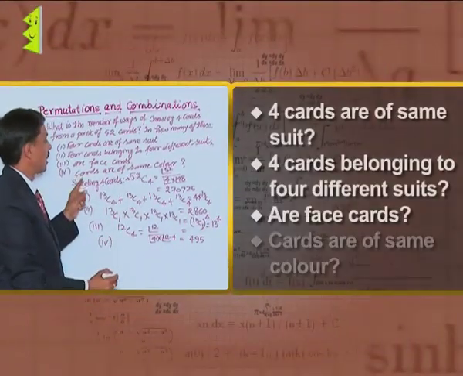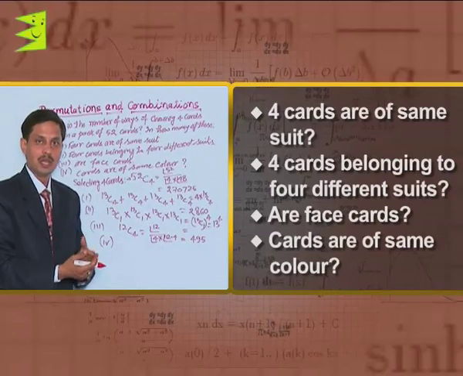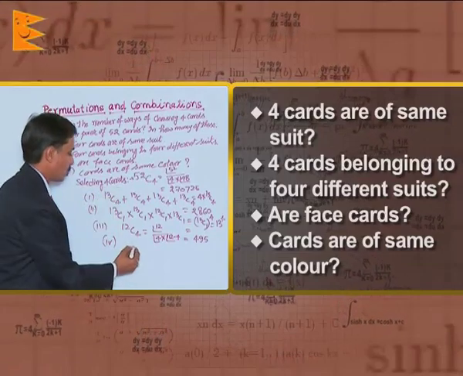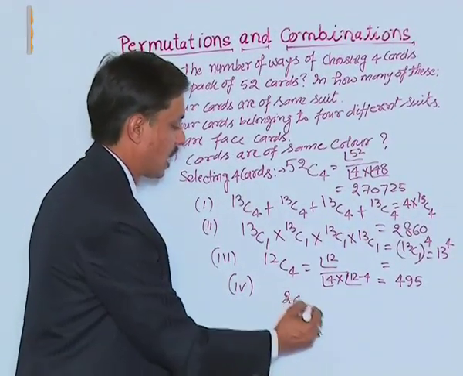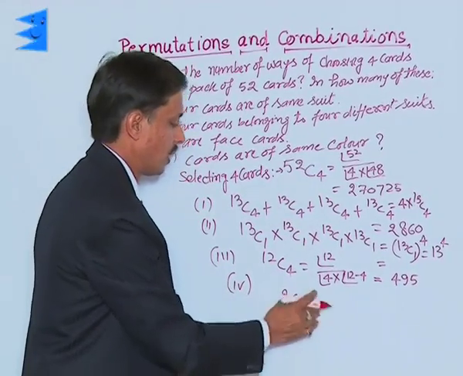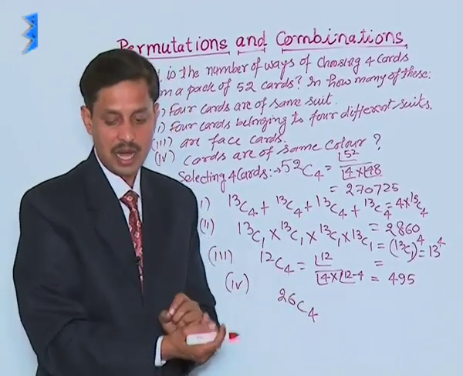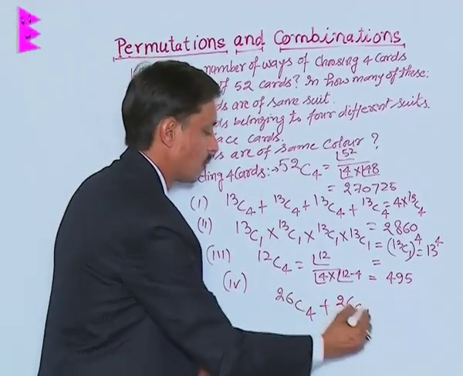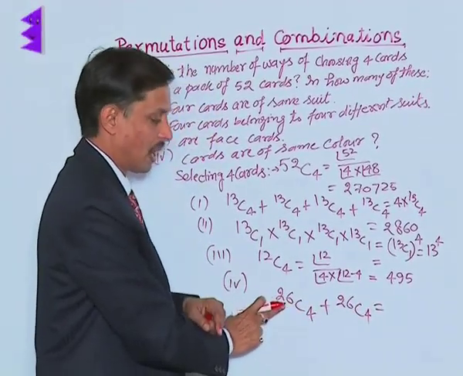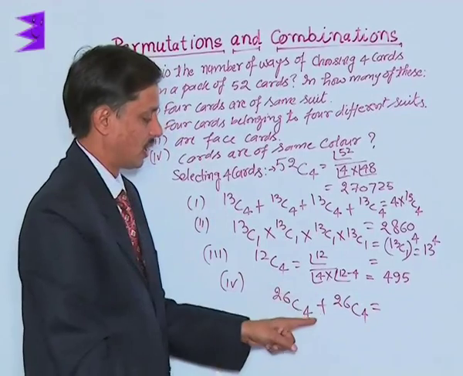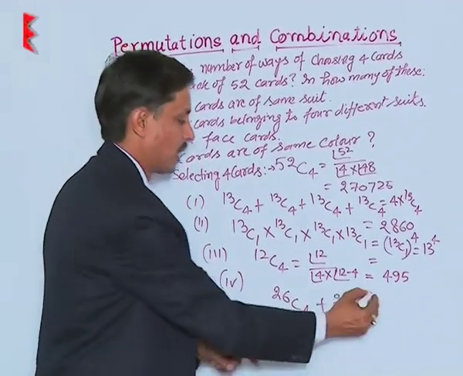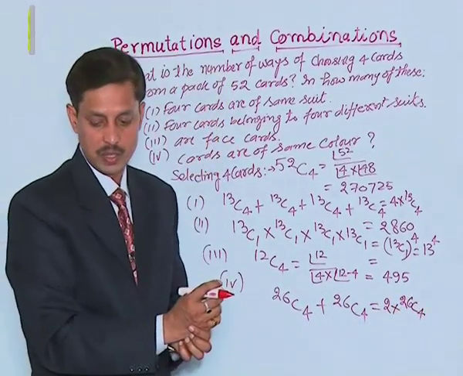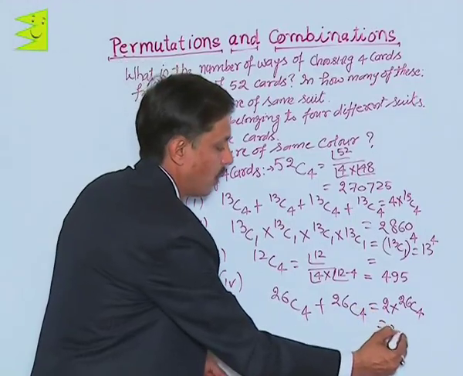Fourth one, that is cards are of the same color. That means either the cards are red or the cards are what? Black. So 26 are the red cards. 26C4, either 4 cards are from the black color or 4 cards are from the red color, either or. That's why I am using a plus here. The answer is 2 into 26C4.